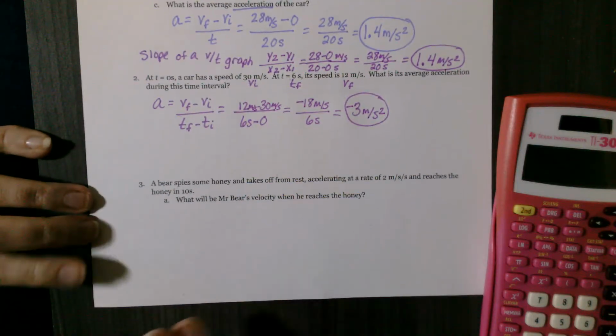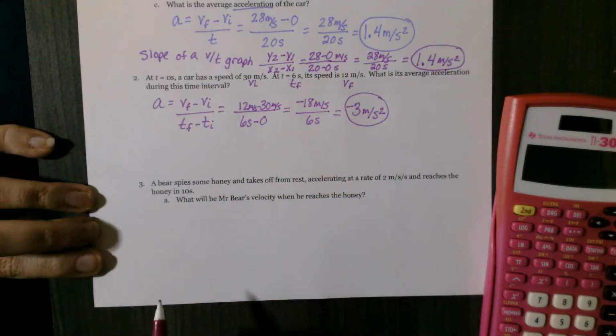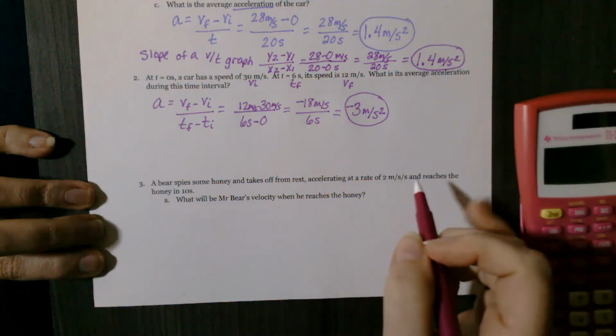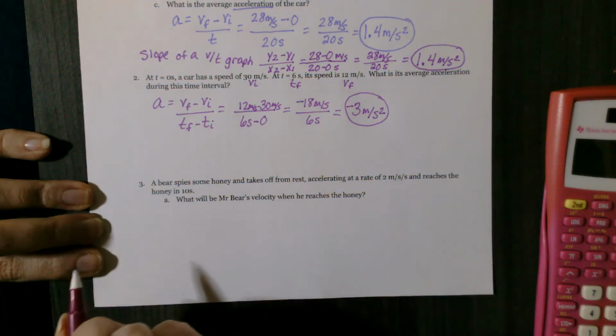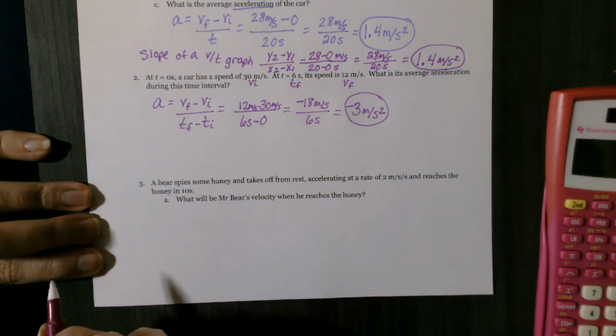A bear spies some honey and takes off from rest, accelerating at a rate of 2 meters per second, and then reaches the honey in 10 seconds. What is his velocity when he reaches the honey?